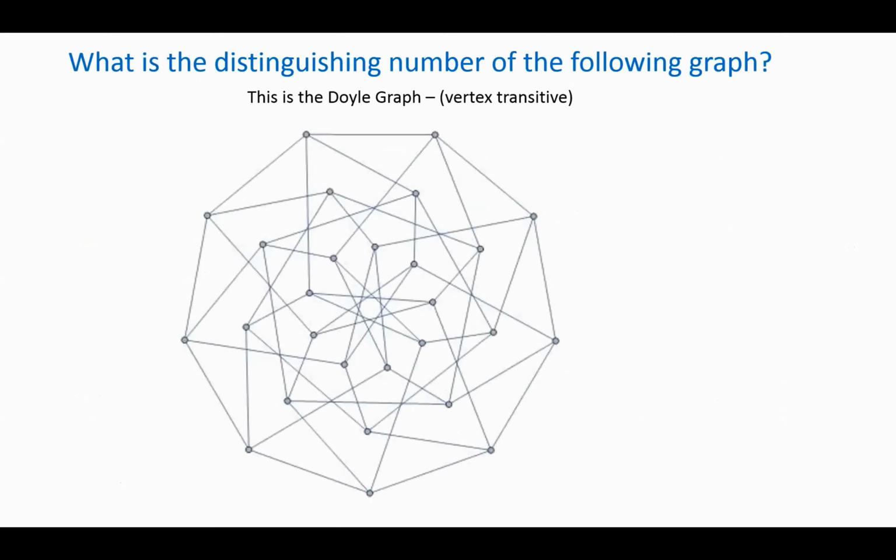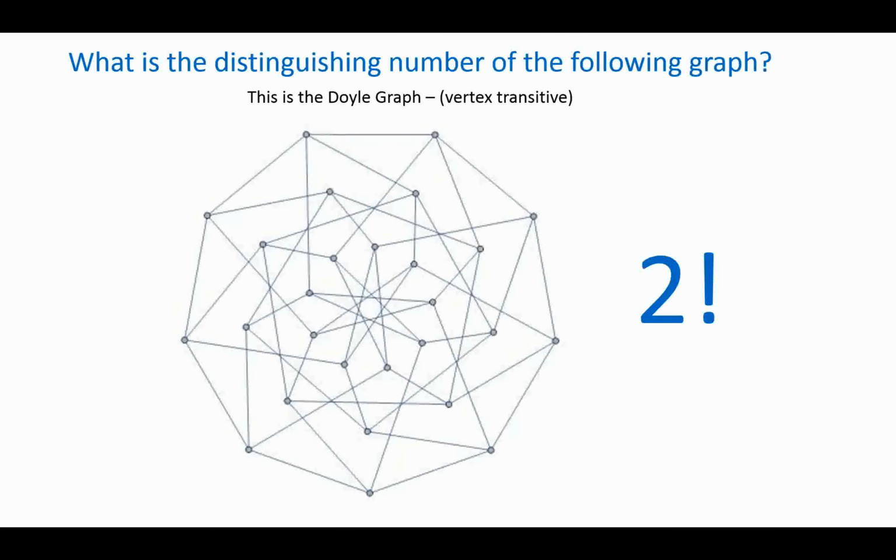Okay, so here's the question, right? What is the distinguishing number for the following graphs? So this is the Doyle graph. It's vertex transitive, and we can see it's a beautiful shape, but it's got a lot of symmetries in it. Okay, so the question is, how many labels do we have to use? How many different types of labels do we have to use to distinguish all the vertices in the graph here? So it turns out that we can actually just get by with 2, which is surprising.